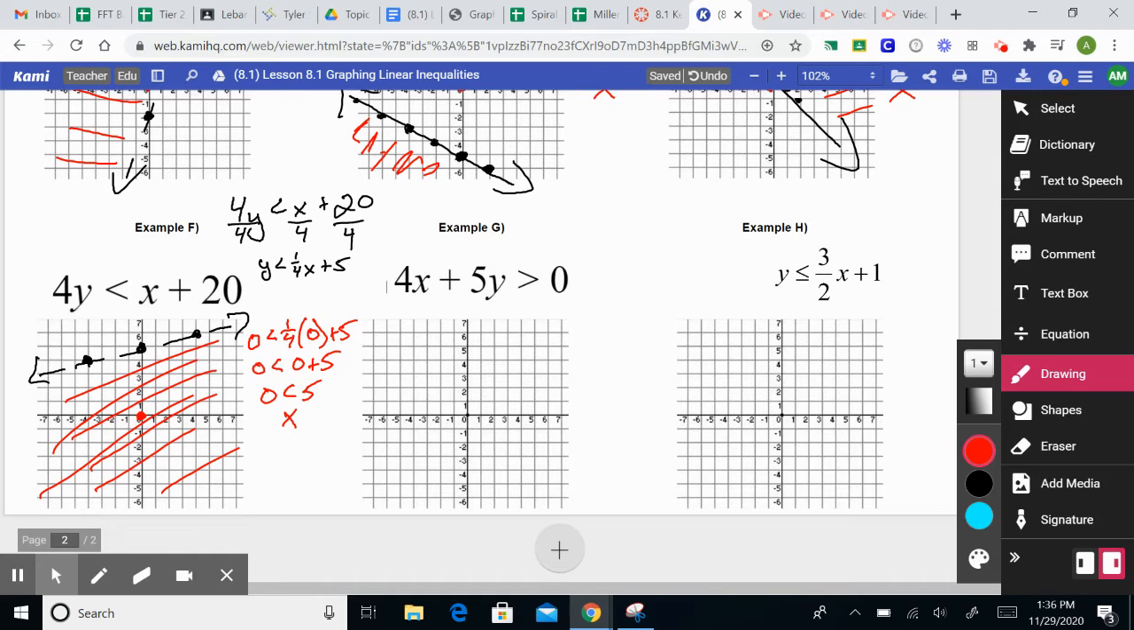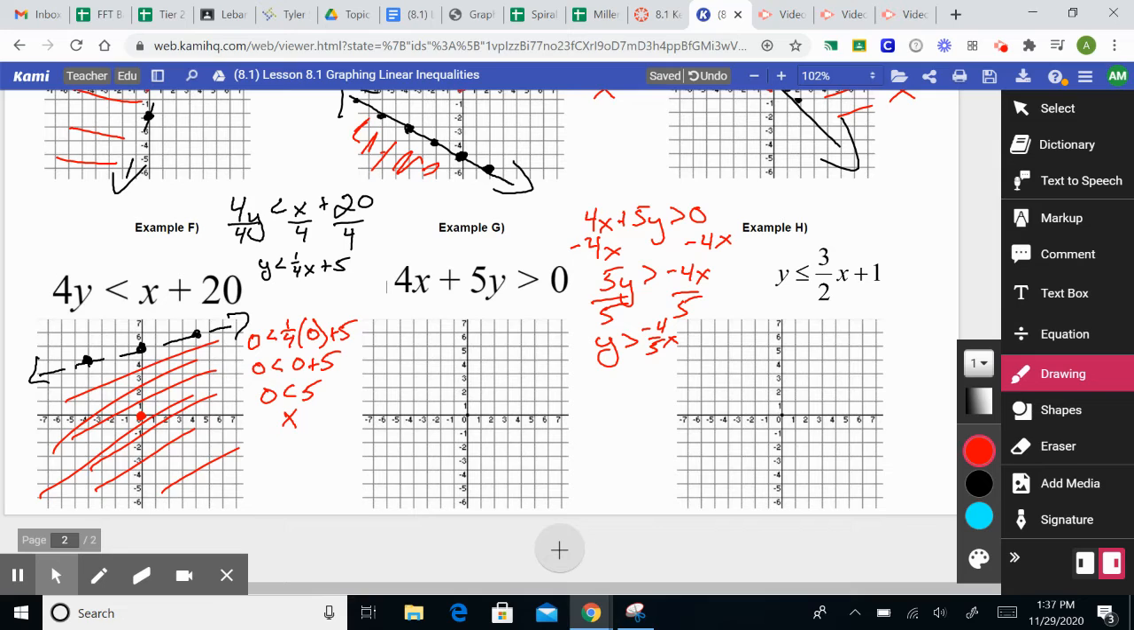Let's try another example. This example, I again have to solve for y, so I'm going to have 4x plus 5y is less than 0. How do I get y by itself? Well, I'm going to subtract 4x. That gives me 5y is less than negative 4x. We divide by 5. Y is less than negative 4/5 x.